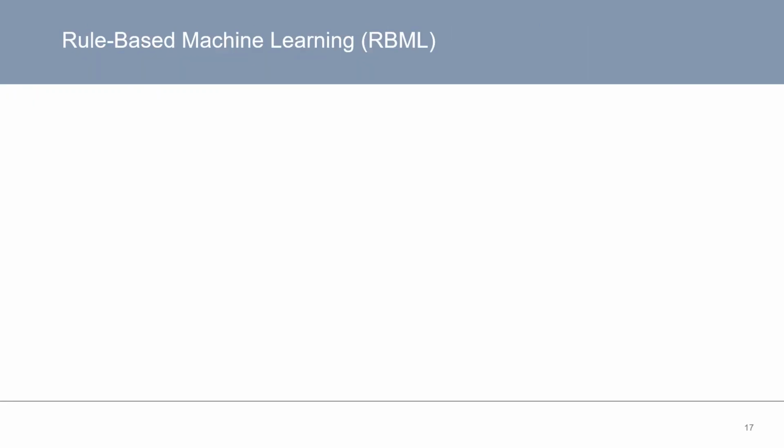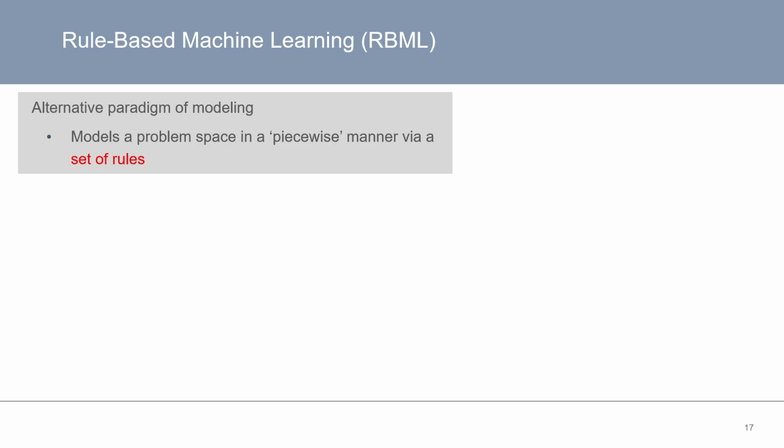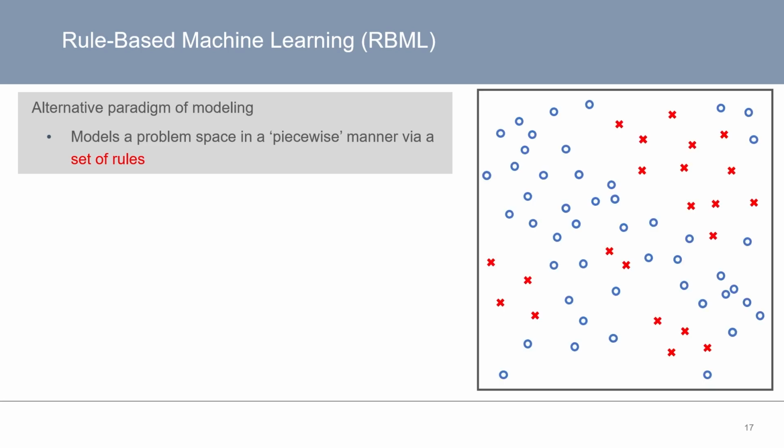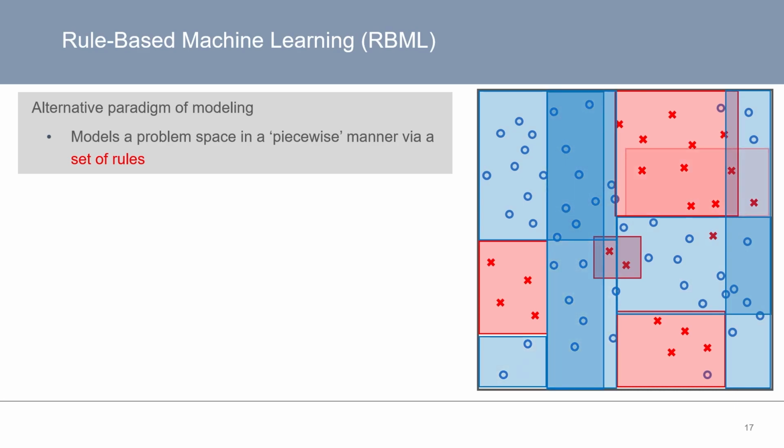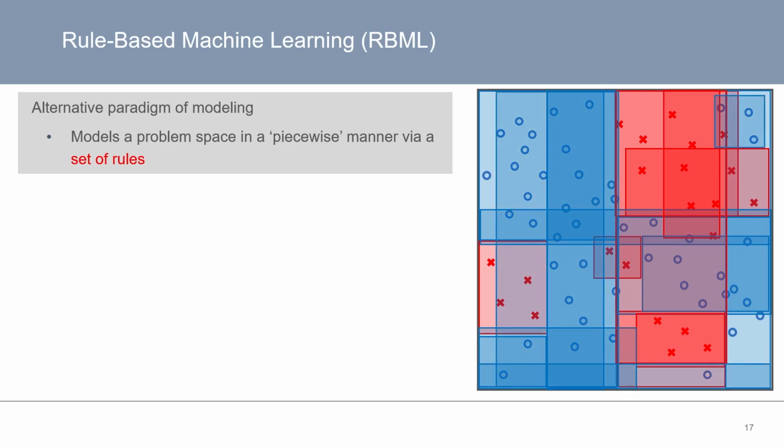As a quick introduction to rule-based machine learning, this is an alternative paradigm of modeling, which seeks to model a problem space in a piecewise manner using a set of rules. So for example, let's say we have a classification task where we're trying to distinguish our blue circles from red X's. These could represent healthy and sick patients. Rule-based algorithms learn individual rules that each cover a subset of the problem space. Here, each blue or red box identifies a rule that has been learned to predict one class or the other based on the problem space that respective rule covers. And at the end of learning, the set of rules as a whole determines our class prediction boundaries.